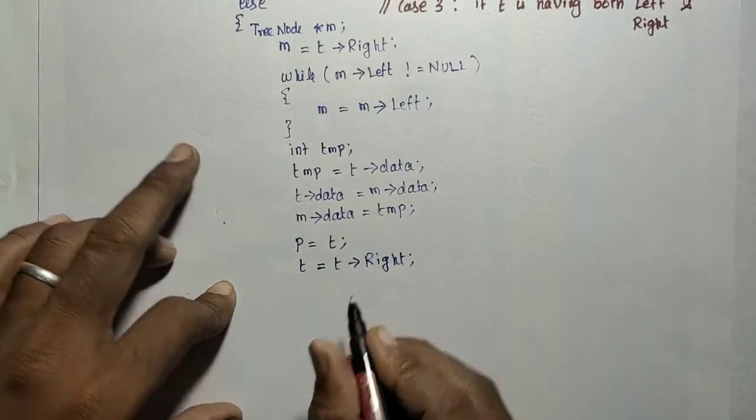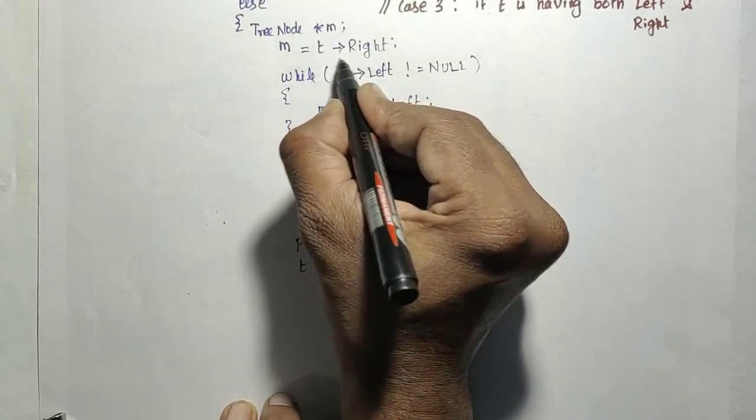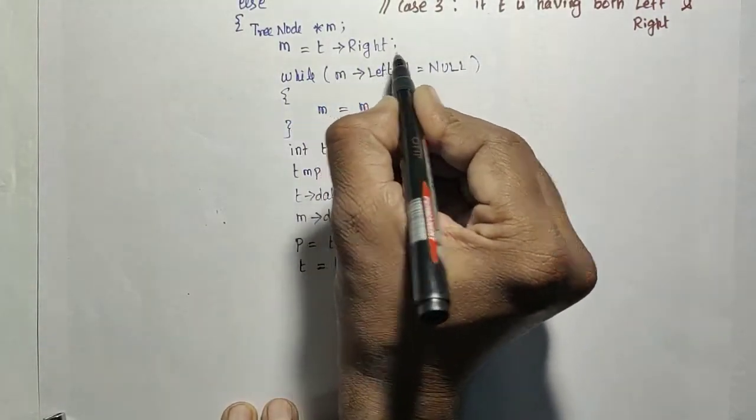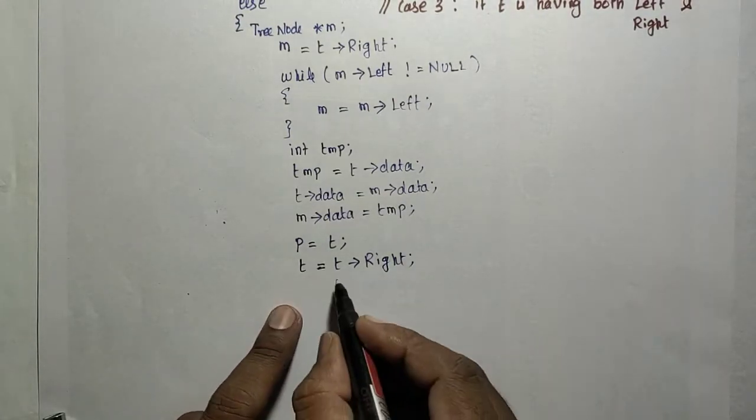Here there is no need to take a decision about left side or right side. Based on what you have taken initially, right subtree or left subtree, t needs to be moved on that side. T equal to t of right.